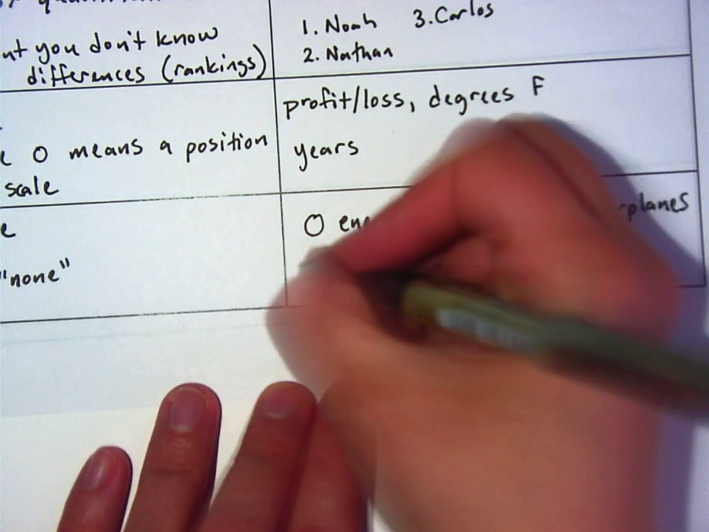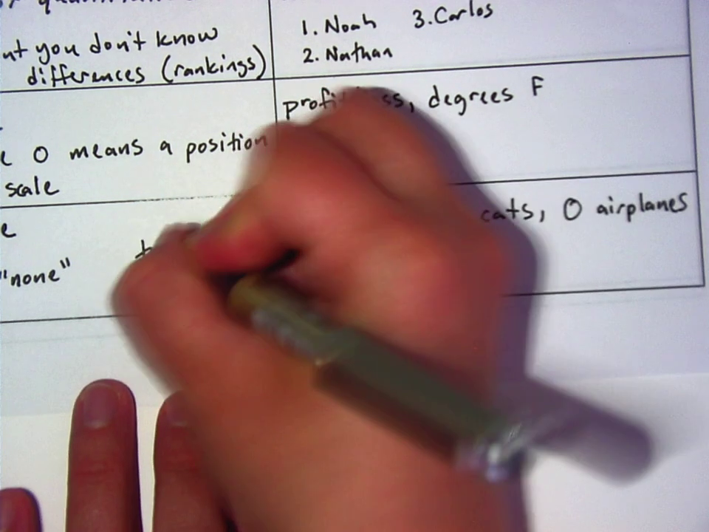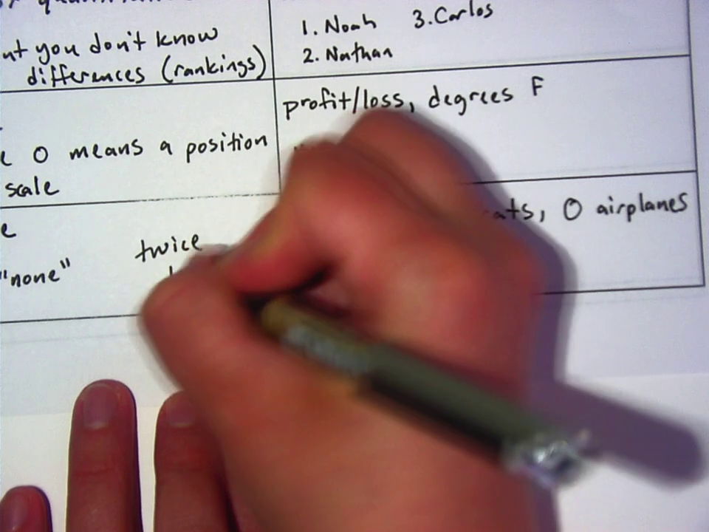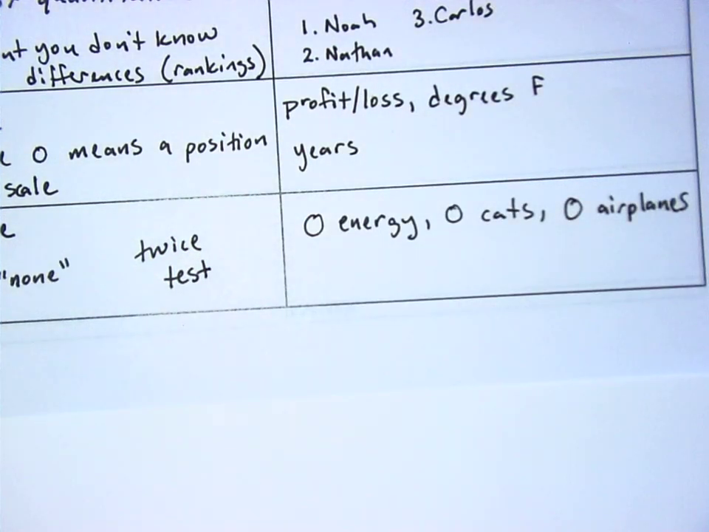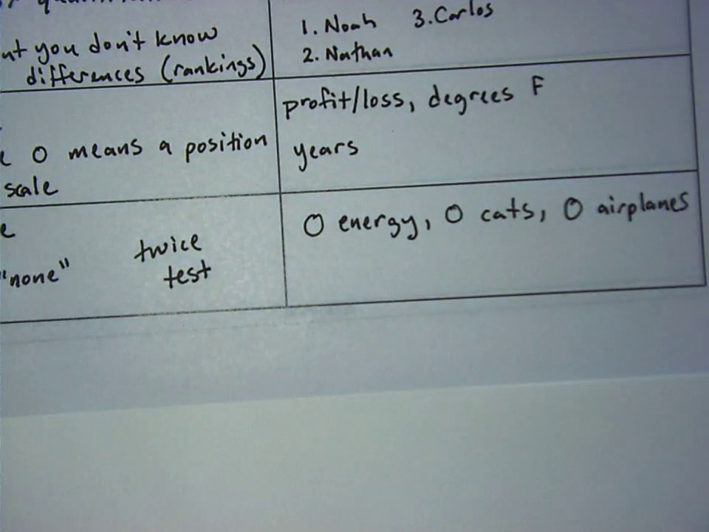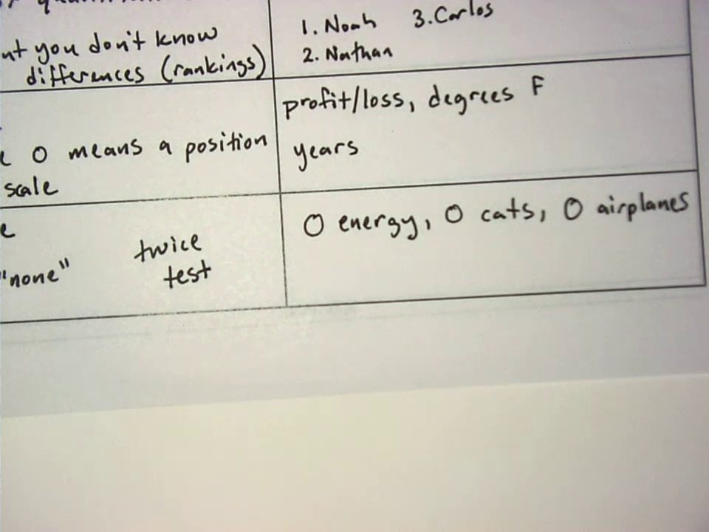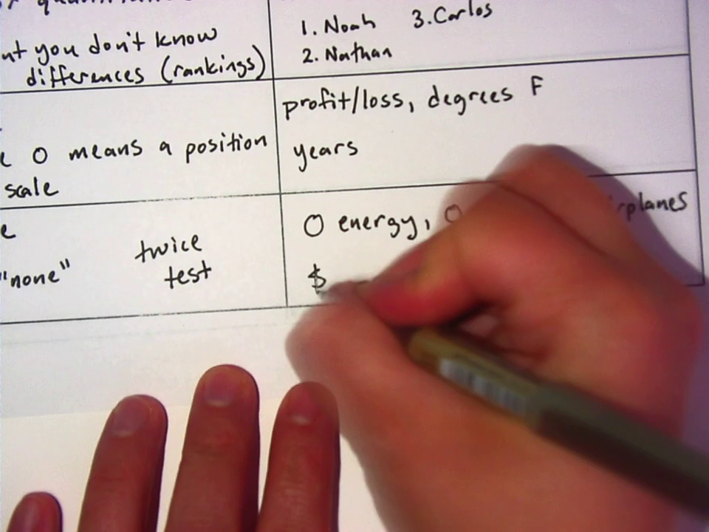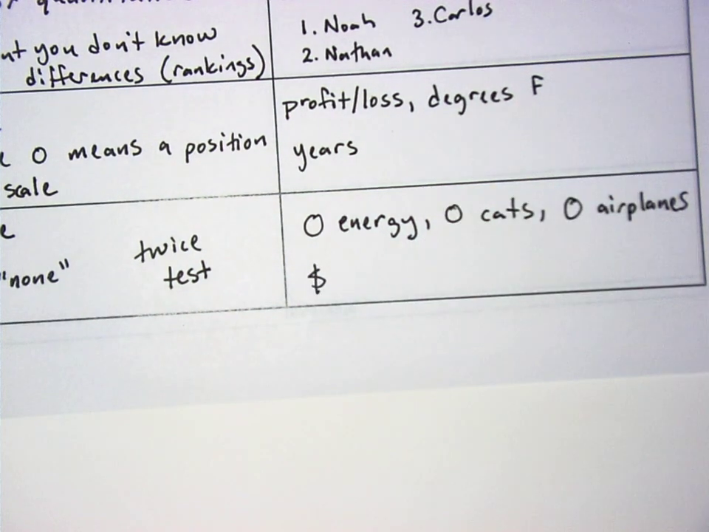Okay? There's also something called the twice test, which will check and see if something's ratio. For example, let's suppose that I have $5 and Autumn has $10. She's got twice as much as I have. That's because it's ratio. Money is ratio. As long as we're not talking about debt, but money in general is a ratio thing. I can have twice as much as you.